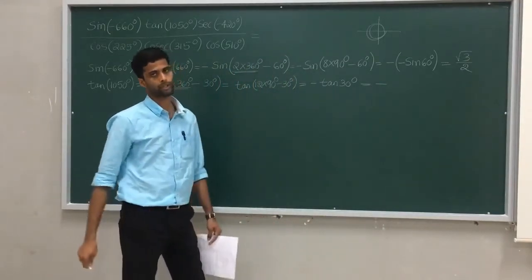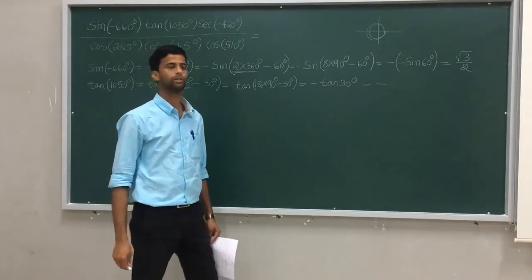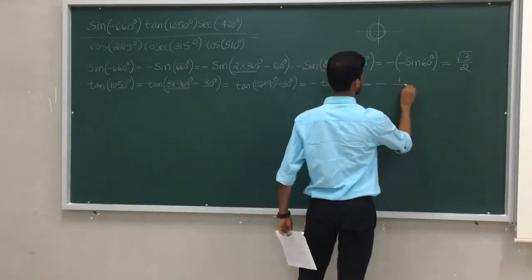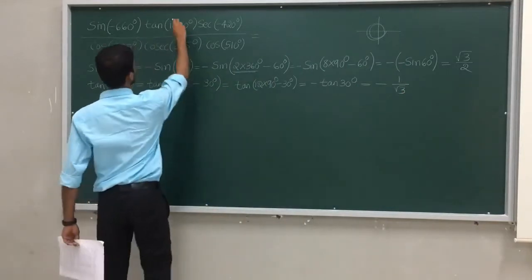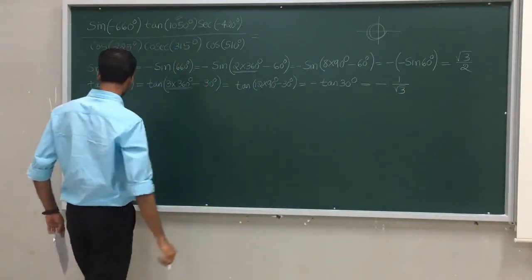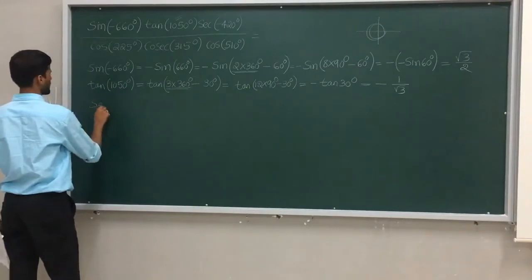Sin 30 is 1 by 2, cos 30 is root 3 by 2. So you end up with the answer minus 1 by root 3. So you got the answer for the second thing also. We'll move on to the secant of minus 420 degree, right?